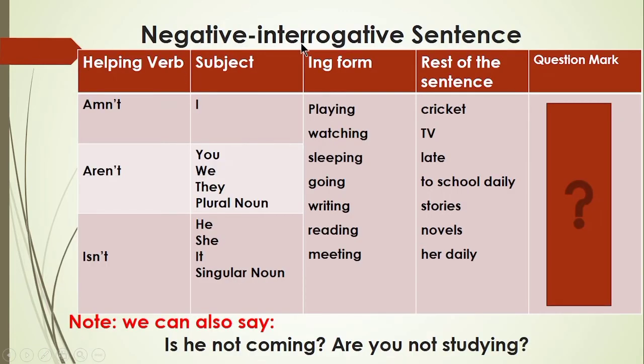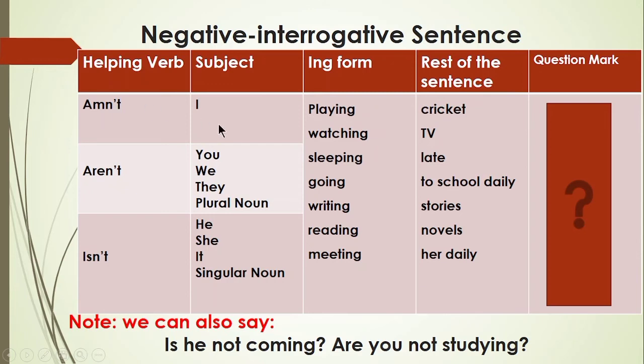Next we have the negative interrogative sentence. Negative interrogative is a sentence where we have a negative as well as a question. So we make a contraction of the helping verb and not, and we put them at the start of the sentence, followed by the subject, then the ing form, then the rest of the sentence, and finally a question mark.